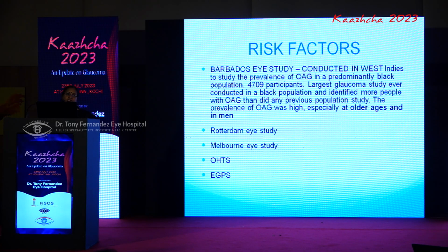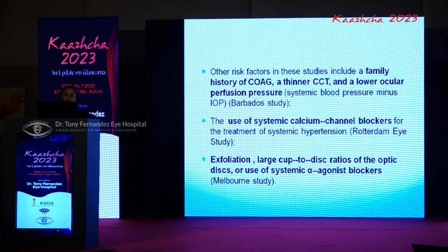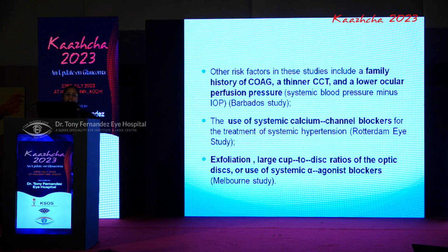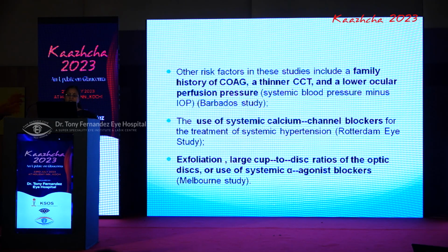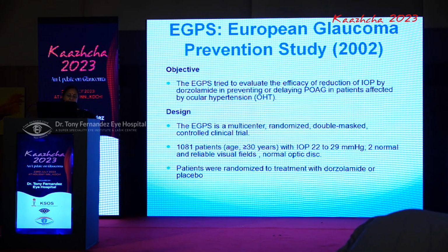The risk factors have been identified by various studies. I have just named a few: the older studies like the Barbados Eye Study, the Rotterdam Eye Study, the Melbourne Eye Study, then coming to the familiar ones, the OHTS and the EGPS. The risk factors identified are a family history of glaucoma, a thinner central corneal thickness, a lower ocular perfusion pressure, the use of systemic calcium channel blockers as in the Rotterdam Eye Study, use of systemic alpha agonists, and a large CDR. All these have been identified, so you have to look for these features when you see a high intraocular pressure.